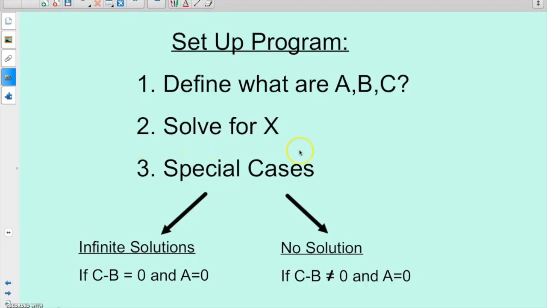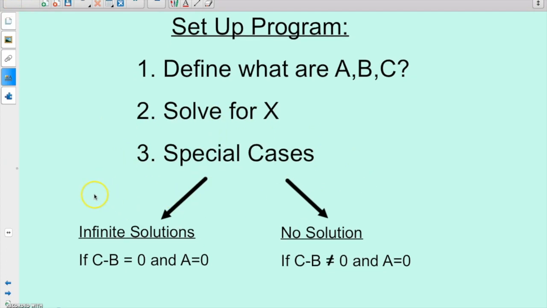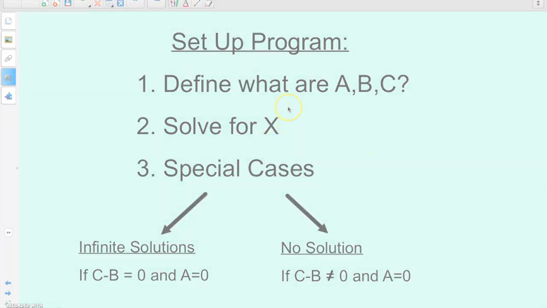However, we do have 2 special cases that we have to note when we're doing our program. If c minus b is equal to 0 and a is equal to 0, there's going to be infinitely many solutions. If c minus b is not equal to 0 and a is equal to 0, there's going to be no solution. Otherwise, there will be one solution, which is our number 2 case.